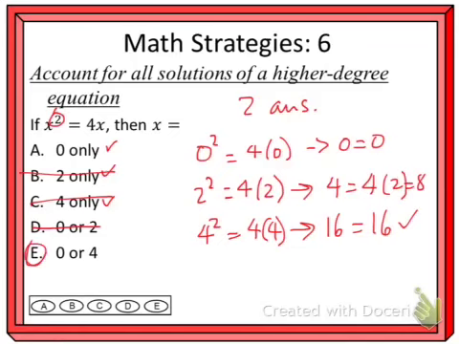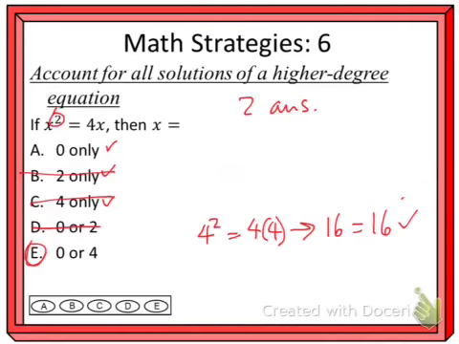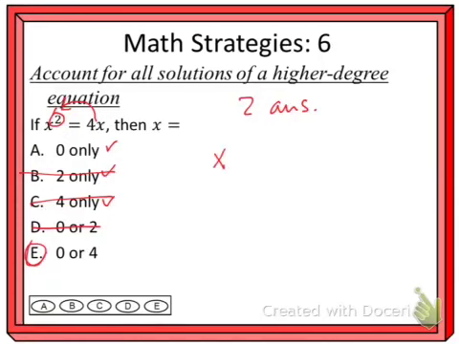We could solve this as a quadratic equation. Let me erase all this and I'll solve it differently here. If I get everything over to one side of the equation, by subtracting the 4x over there, I have x squared minus 4x is equal to 0. And then I would factor the left side, x times x minus 4. I'm just pulling out a GCF, is equal to 0.